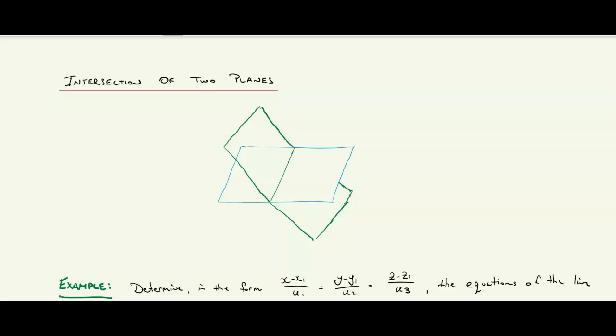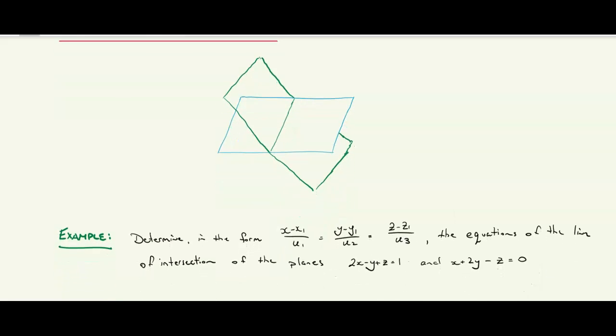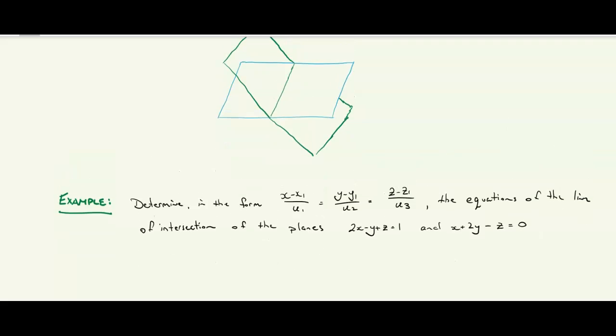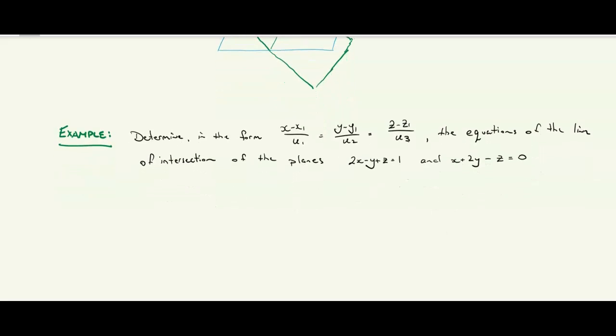If they're not parallel, they'll intersect in a line. So our job is to take the equations of two planes and find the intersecting line that is created when they meet. Here's an example, and we've been asked specifically to produce our equation in this form so that we can get from it a point that's on that line and also the direction of that line. Okay, so let's get to work.